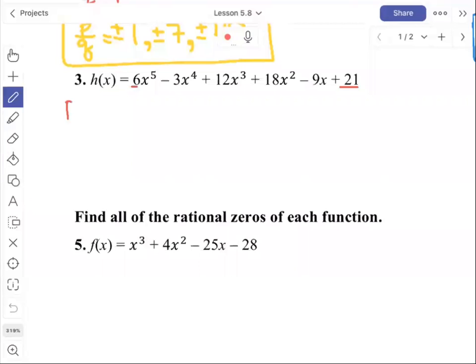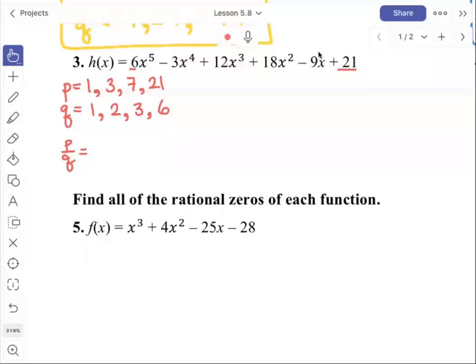So we're going to do P over Q. Let's go through our list. I'm going to start with Q is 1, and I'm going through my list of P's. So I'm going to divide all my numbers in P by that 1. So then I get plus or minus 1, plus or minus 3, plus or minus 7, plus or minus 21. Okay, done with Q being 1.